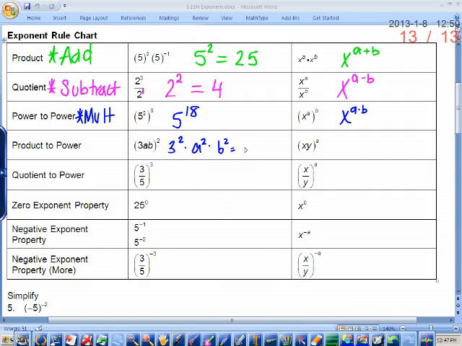What's 3 squared? 9 a squared b squared. We just distribute that exponent to each part of what's inside the parentheses. All right, so xy to the a becomes x to the a times y to the a.